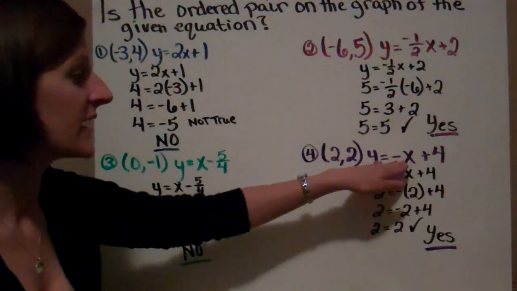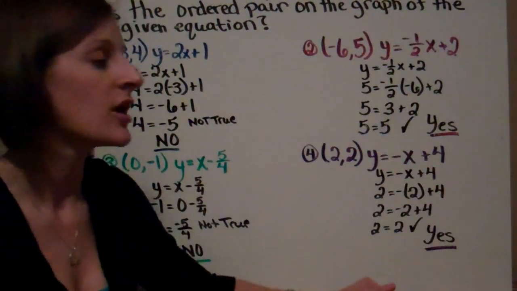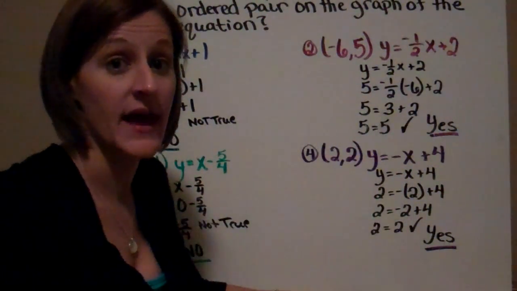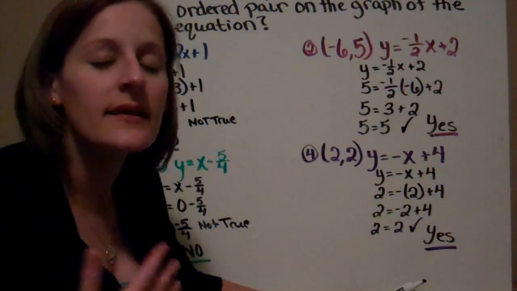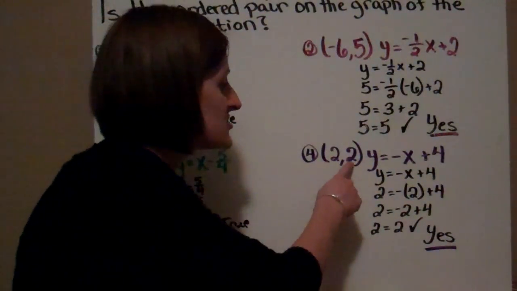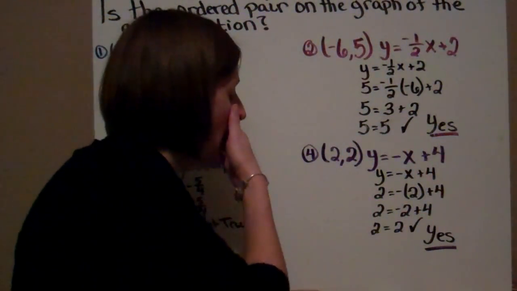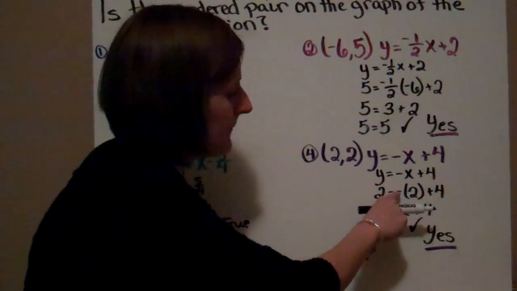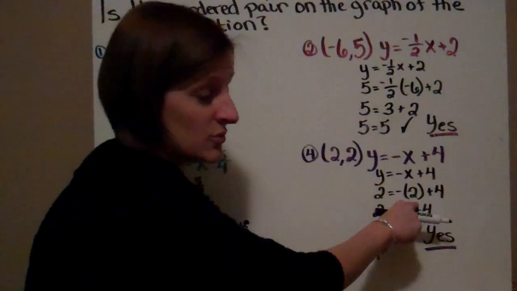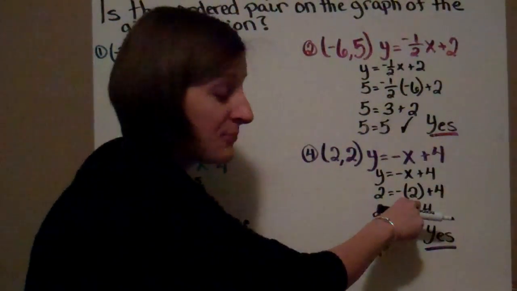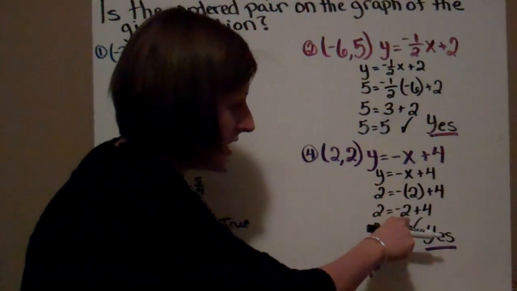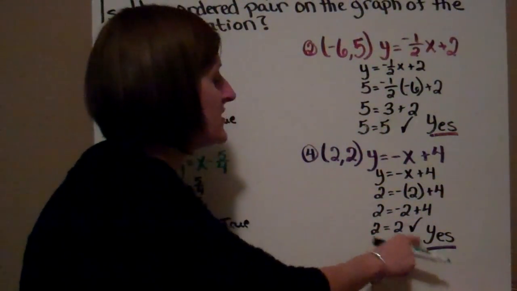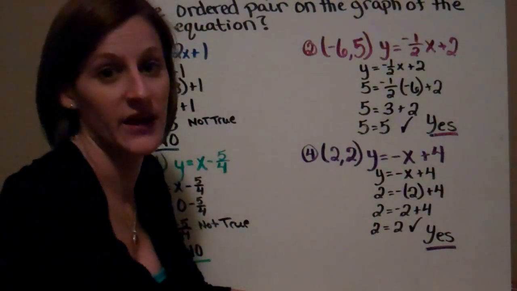This last one, (2, 2) is my point. And I have y equals the opposite of x plus 4. Now, when I have a negative x, that doesn't mean that I just want that number negative. It just means take the opposite of whatever x is. So you're going to plug in 2 for y and 2 for x. Notice I put the x in parentheses because I want to make sure I take the opposite of what this 2 is. So if I do the opposite of +2, that's -2. -2 plus 4 is 2, and both sides equal each other, so yes, (2, 2) does fall on the equation line.